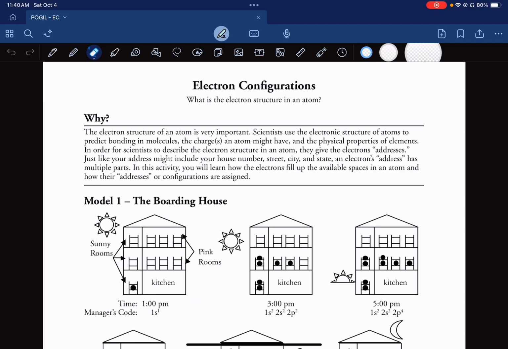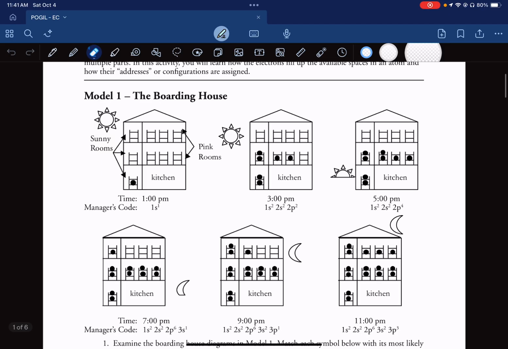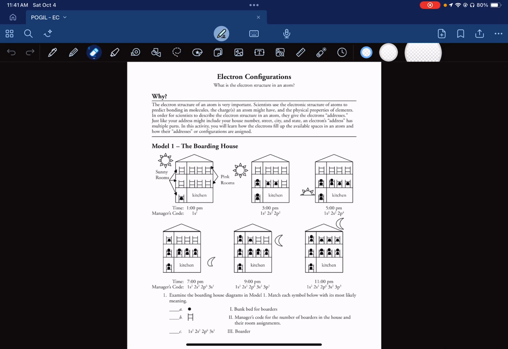And now we're moving into more about how electrons fill up available spaces in an atom. That's what this is really all about. So we start with this boarding house analogy. This is Model 1, because as we move through this activity, there are several different models. We're going to start with something that's familiar to you, and then layer on top of it different models until we get to something that looks more like an atom. Then you'll understand more about the rules that we use, and how we describe where electrons are in atoms using electron configuration.